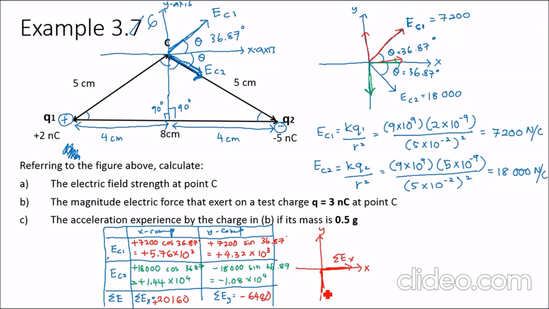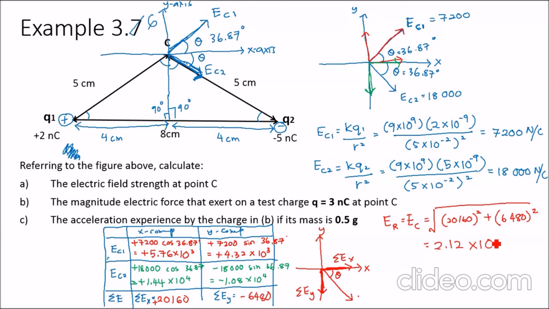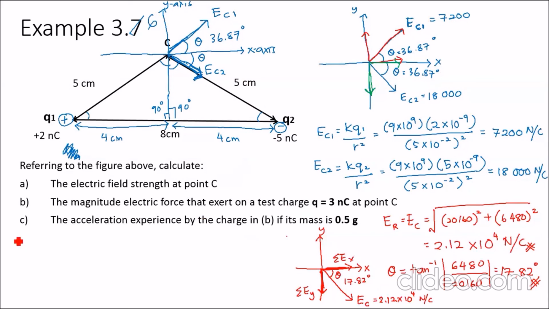Summation E on the x-axis is positive. Meanwhile, summation of E on the y-axis will be negative. Then the resultant electric field strength will be in quadrant 4 with an angle right here. How to find the value of the resultant E here? So use this equation. We will get 2.12 times 10 to the power of 4 Newton per Coulomb. For the angle, we can use tangent inverse of the y-axis, 6,480, divided by the x-axis, 20,160. We'll get 17.82 degrees.